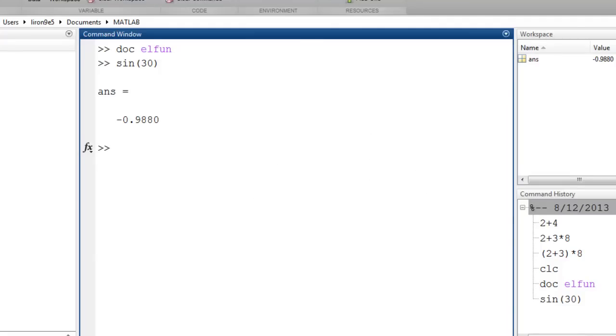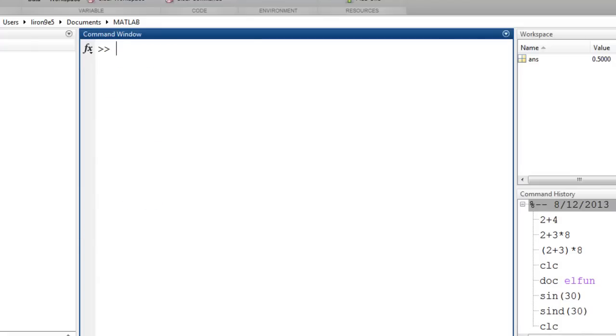So how come MATLAB has negative 0.9? Well, 30 is 30. For MATLAB, that's 30 radians, not degrees. Our option number 1 is to put a D in there. Sine D of 30. We're telling MATLAB that the 30 is not radians, but degrees. So there we get our 0.5 back.